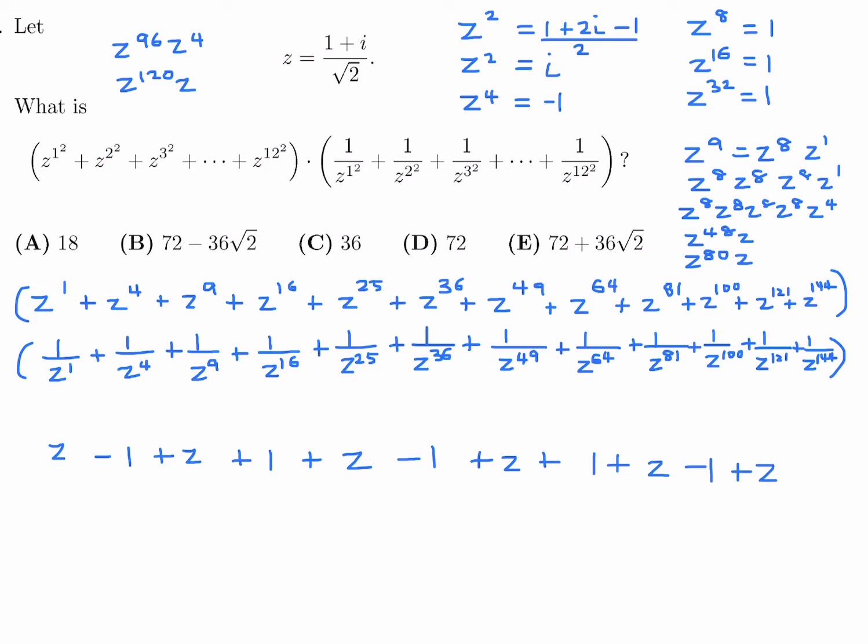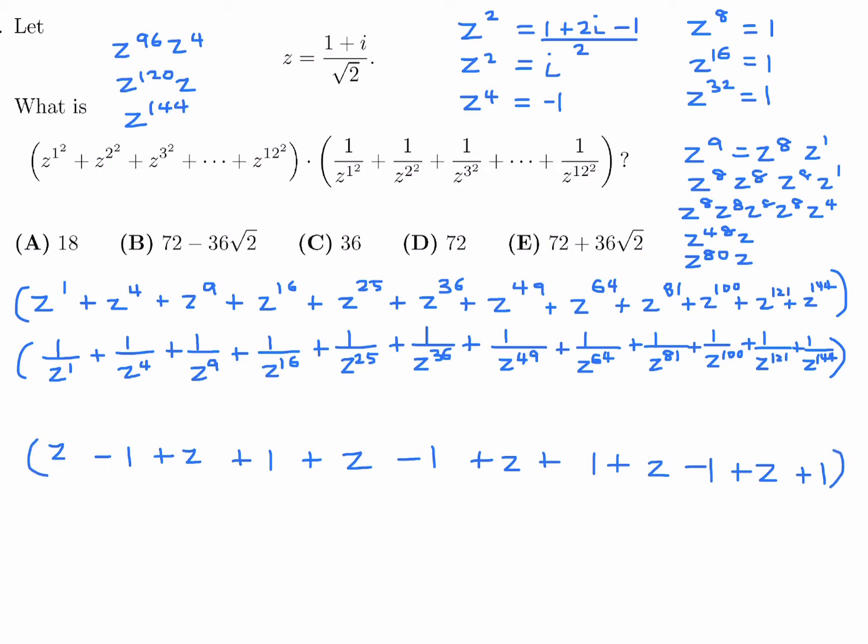And then z to the power of 144 is divisible by 8, I believe. Yeah, it is, because 8 goes in 18 times, I think. So that would be just 1. Okay, so we got that.